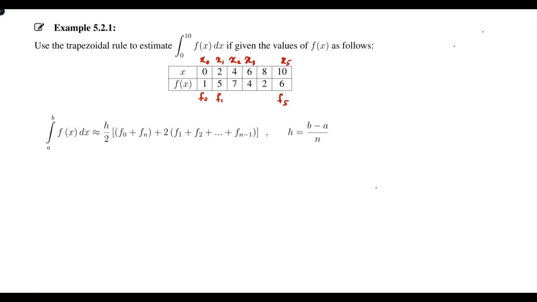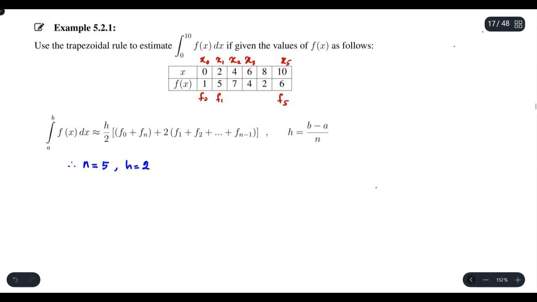So in this case, what is our n? Basically, you look at the last data point that you have, so in this case your n is 5. And h, if you have tabulated data, can be seen as the difference between two consecutive x. From x0 to x1, the difference is 2. From x1 to x2, you have 4 minus 2, so h is 2.